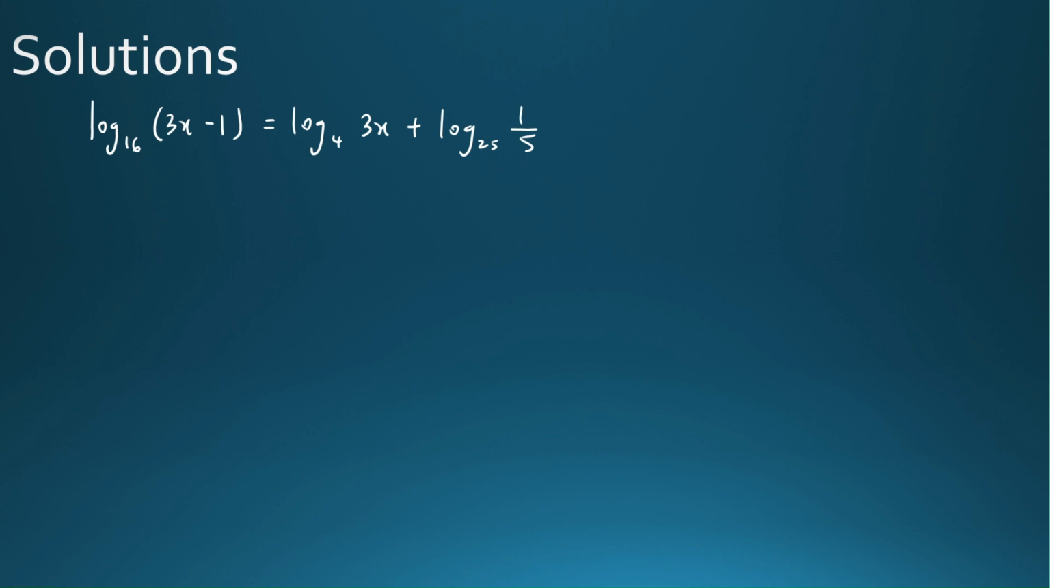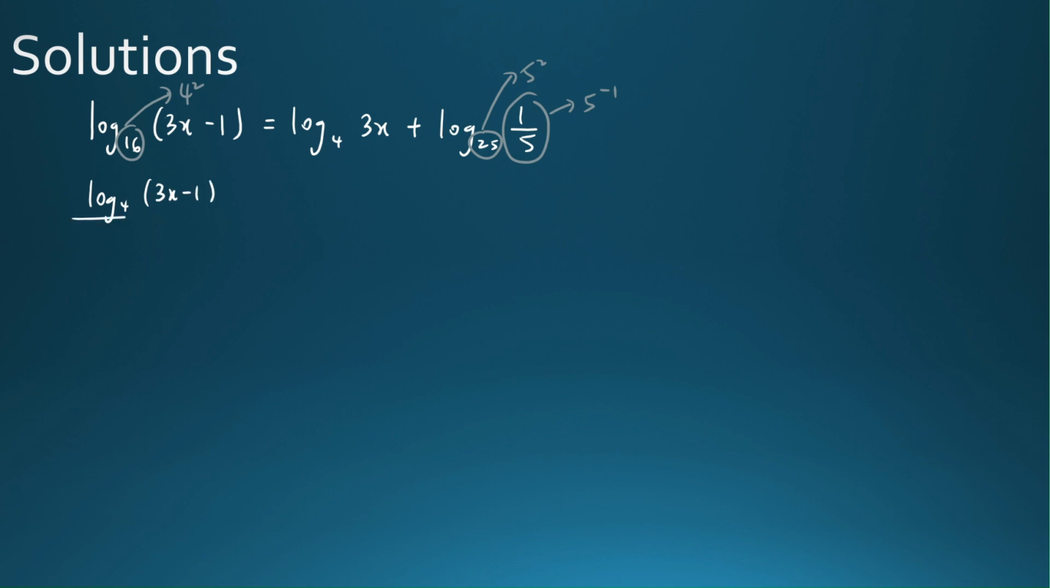And let's see, 16 is actually 4 squared, 25 is actually 5 squared, and 1 over 5 is actually 5 power negative 1. Now I'm going to use all this information here and change base for the terms that I need. So for example, in the first term that I see here, I'm going to change it to base 4.